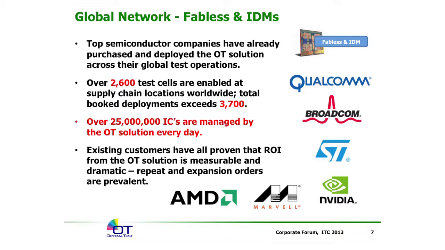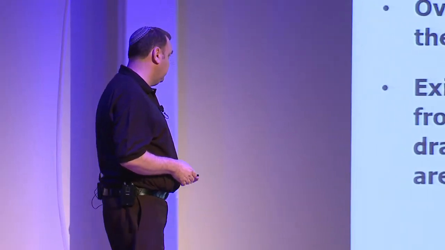We're testing something in the region of 25 million chips a day. That comes out to something like 10 billion chips a year. And from 10 billion chips a year, you can learn a lot about the issues that are common across the industry. And we can take that knowledge and we can pass that knowledge on effectively to new customers so that they can benefit from that knowledge.